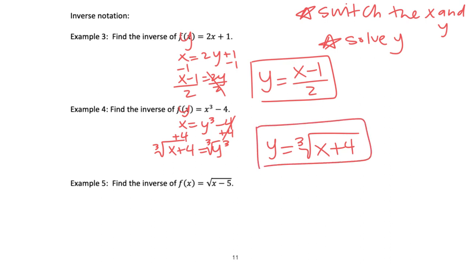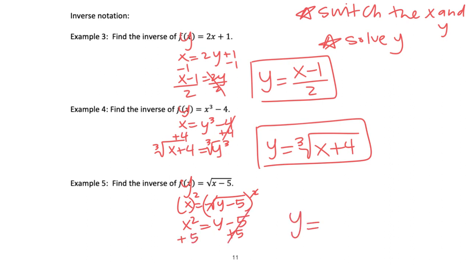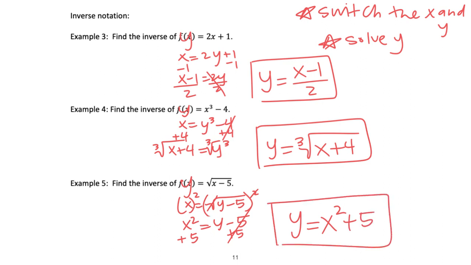All right. Last one. Let's do the same thing. We're going to switch that x and that y. And then we're going to solve for y. So to solve for y, I got to get rid of that square root first. So I'm going to square both sides. So now that's x squared equals x minus 5. And then I'm going to add 5 on both sides to finish off and get that y alone, leaving me with y equals x squared plus 5. And there's my final answer.